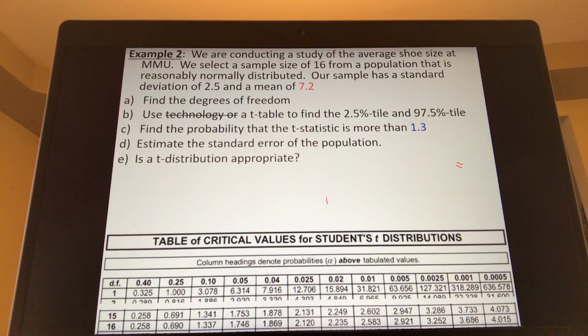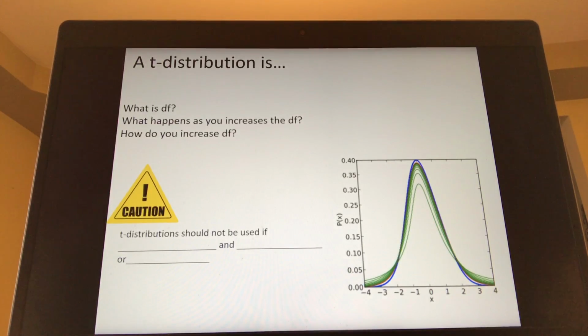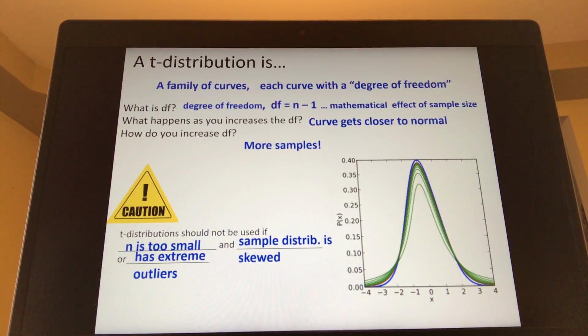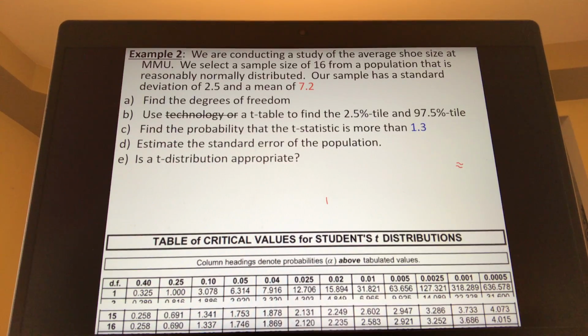Degrees of freedom is the first one. Whenever you're looking at these t-distributions, again, it's a family of curves that you're looking at. You've got to figure out which curve you're going to use to estimate the population. So to figure that out, you got to figure out what your degrees of freedom are. We are looking at 15 degrees of freedom because our sample size was 16.